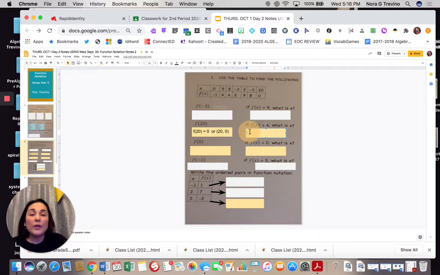So I can write f of, what was the first x? 9 equals 4. And f of 8 was also 4. So we've got 2 ordered pairs here. We've got the 9, comma 4. And we've got the 8, comma 4.